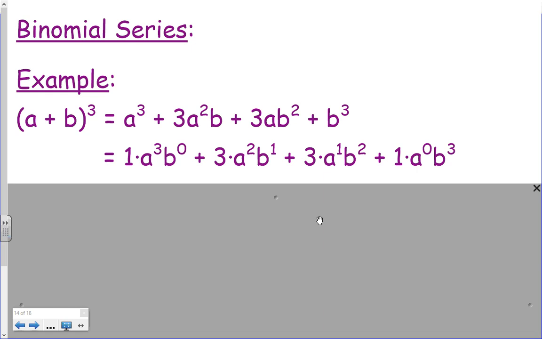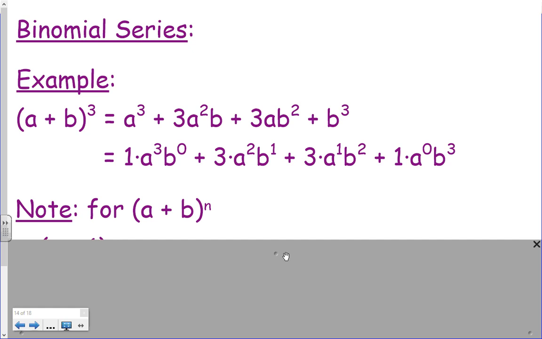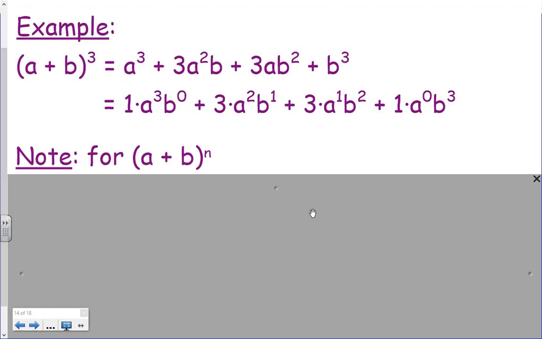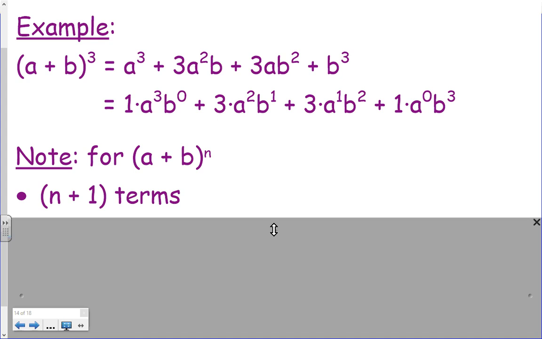So let's look at what kind of pattern develops from this in the more general sense. If I were taking a plus b and raising it to the nth power, how can I use what I see there to help me understand what's going to happen in the general case? Well, the first thing to do is notice how many terms you have. When I took a plus b and raised it to the third power, I ended up with 4 terms. If I had a plus b squared, I'd have 3 terms. A plus b to the fourth power, I'd have 5 terms. Turns out there's always one more term than the power n. So n plus 1 terms.